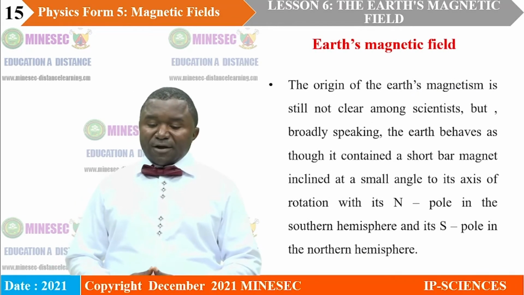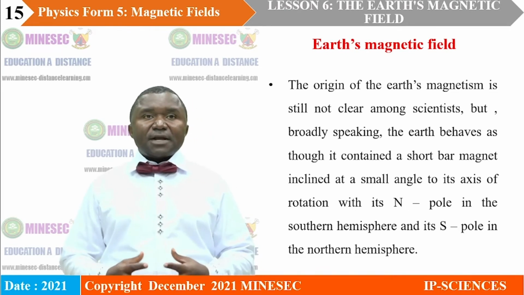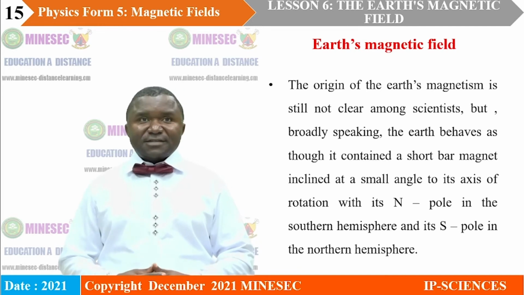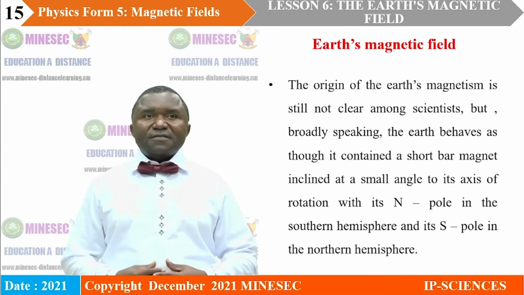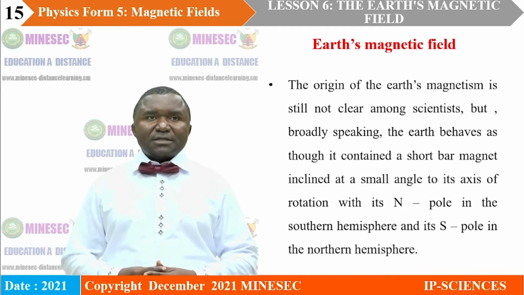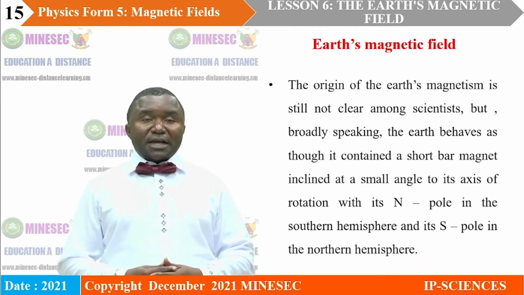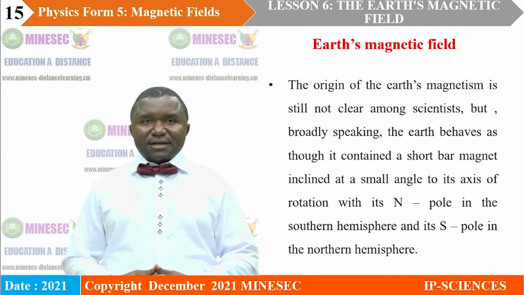The origin of the Earth's magnetism is still not very clear amongst scientists, but broadly speaking, the Earth behaves as though it contains a short bar magnet in its core, inclined to a small angle to its axis of rotation, with its north pole in the northern hemisphere and its south pole in the southern hemisphere.